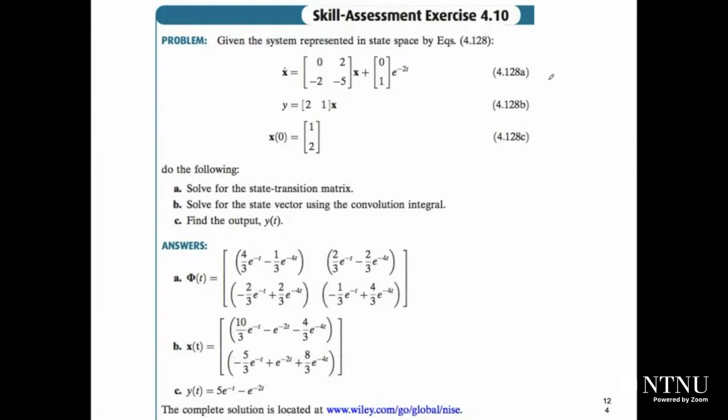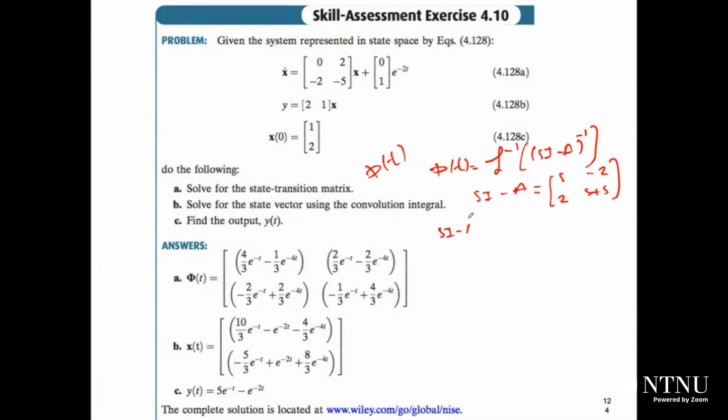You have this example here. Solve for the state transition matrix. We need to get phi of t. So, right, how will we get phi of t? Phi of t will be the inverse Laplace transform of sI minus A inverse. We need to get that. So first we need to get sI minus A, which will be s minus 0, minus 2, s plus 5.